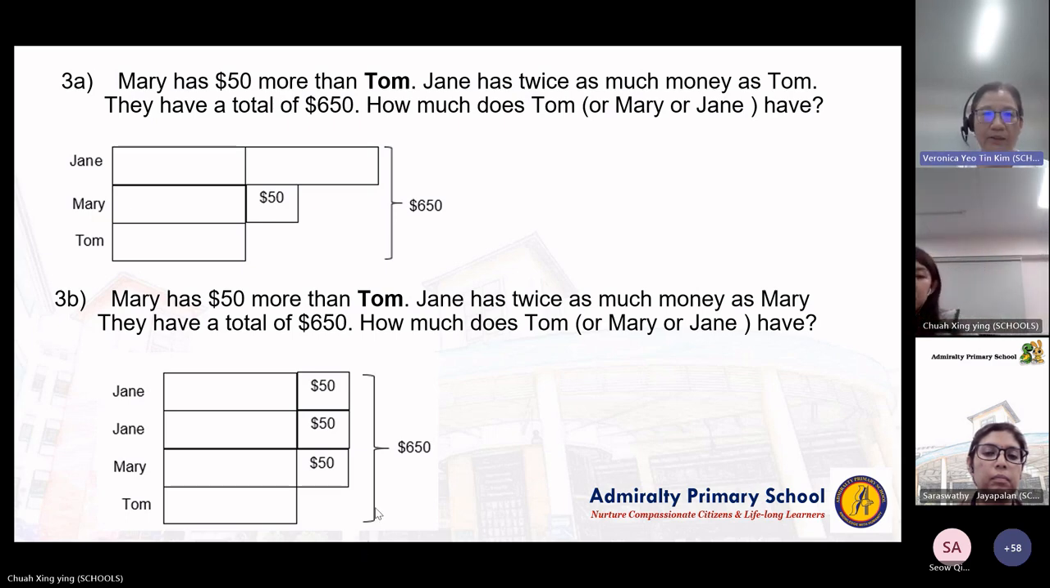So with this, again, you are seeing $650, subtract $50. I have 4 identical units. Then I divide by 4 later on. These are some of the models that your middle primary P3, P4 kids will have to go through. So to give you the awareness that this is what we call the stacking model.